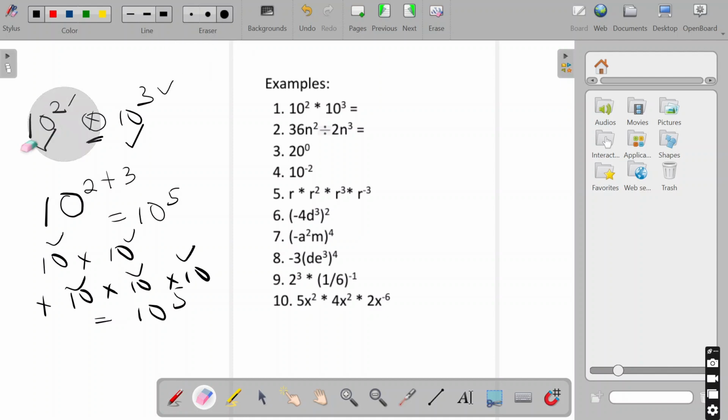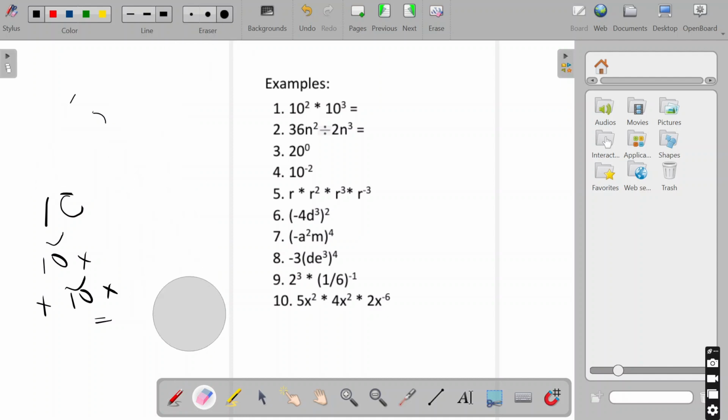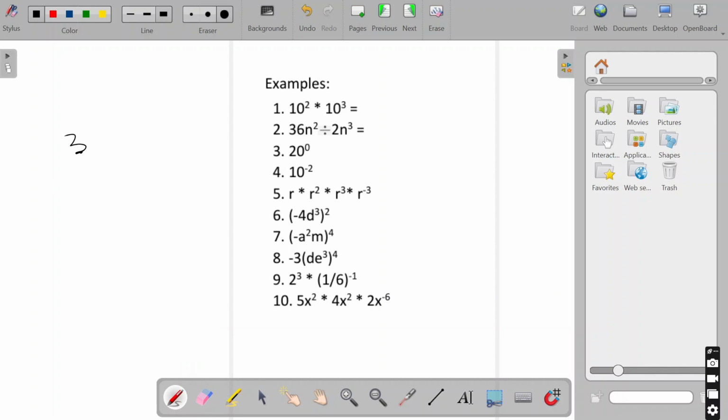Okay, that solves that. So let's quickly go to number 2 so we don't spend too much time on this. Number 2, we have 36n raised to power 2 divided by 2n raised to power 3. The very first thing, like I said, to note is that because it's a division, it defaults into minus.